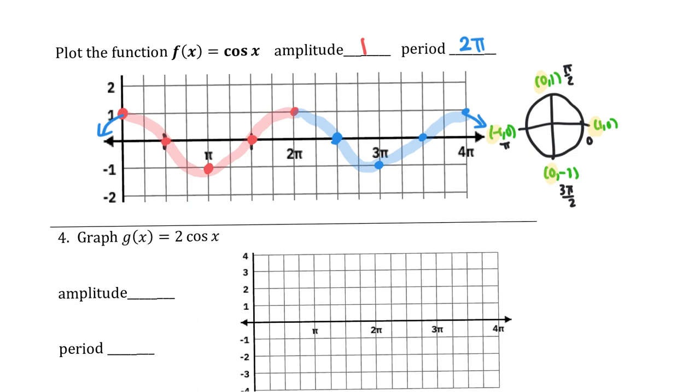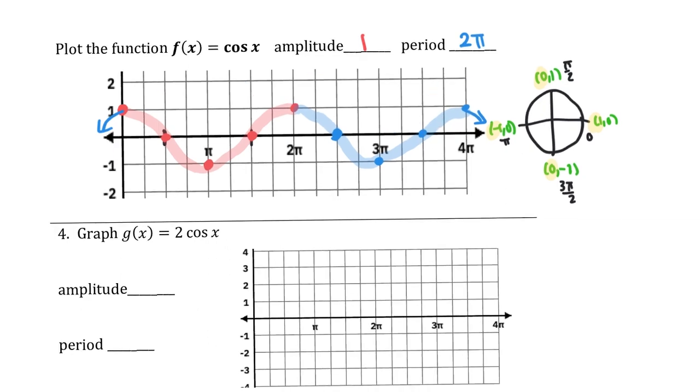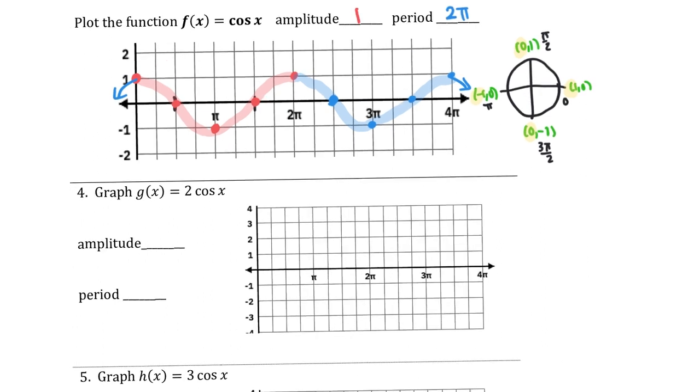Okay, so cosine is very similar to sine, except instead of starting at 0, it starts at 1. So it's 1, 0, down, 0, back up to 1. That's 1 period. Then it goes again, 0, down, 0, back up to 1, starts again. Okay, now we're just going to change the amplitude and maybe do a reflection.